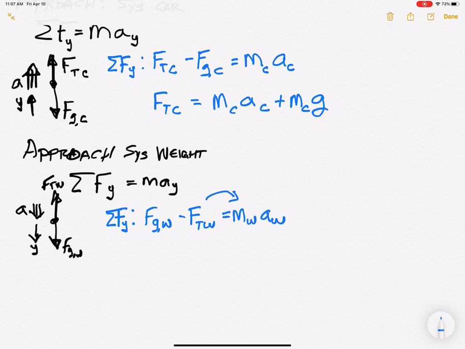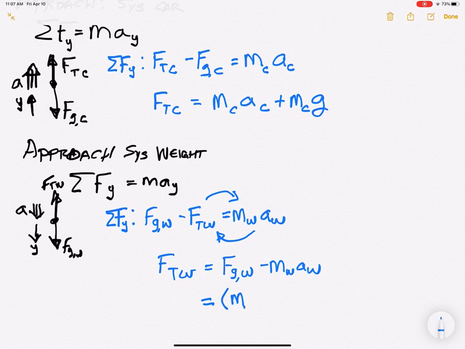I'll bring that to this side and bring this term to that side. So I can then write the tension of the weights is equal to the force of gravity on the weights. That minus becomes positive. This is going to come over and become negative: mass of the weights and the acceleration of the weights. Or more simply put, mass of the weights times gravity, minus mass of the weights times the acceleration of the weights.